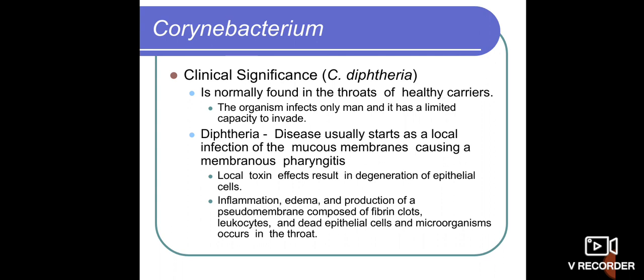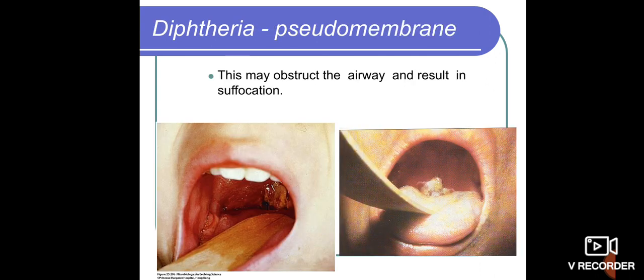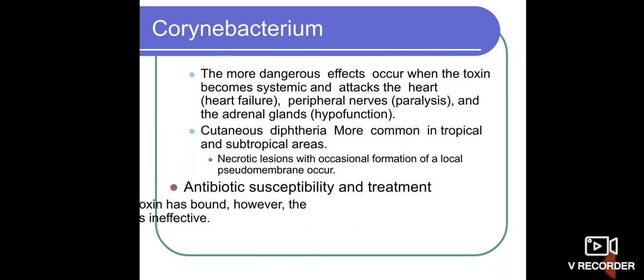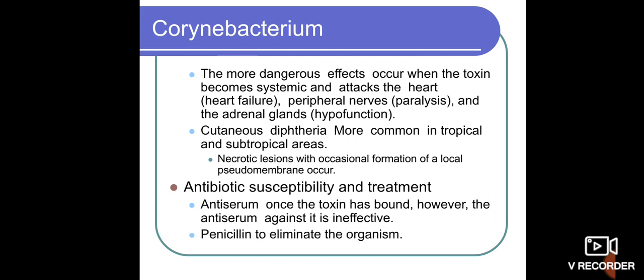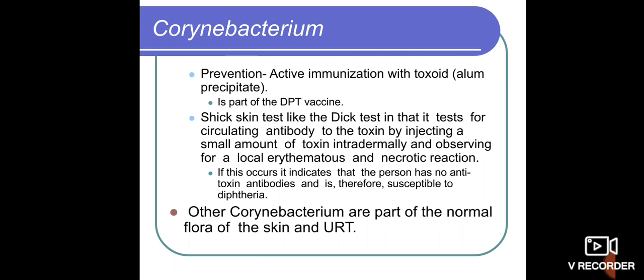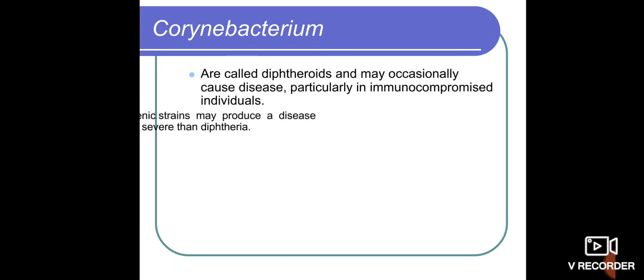For the line of treatment it could be penicillin and erythromycin. Diphtheria usually starts as a local infection. We may think this is a mild disease, but it can be dangerous, and it may obstruct the airways and result in suffocation. Penicillin we are using. For prevention and active testing, the Schick and Dick test is used for the detection of Corynebacterium diphtheriae and for immunization.